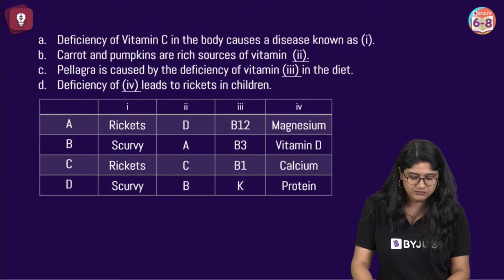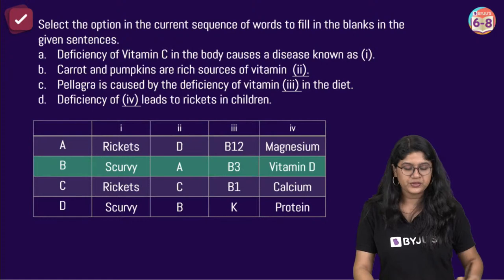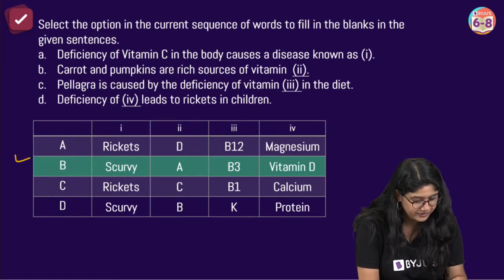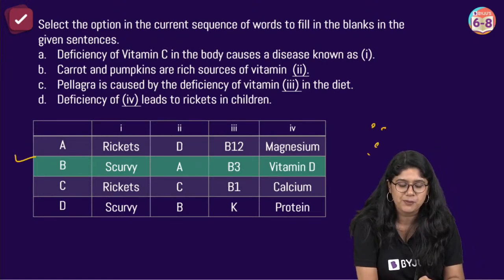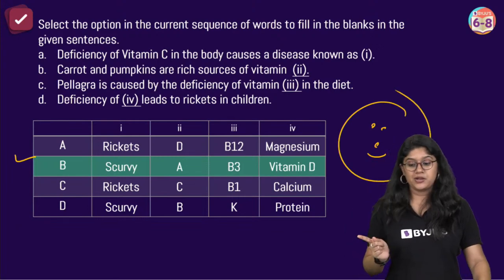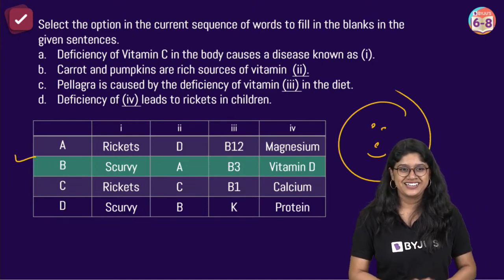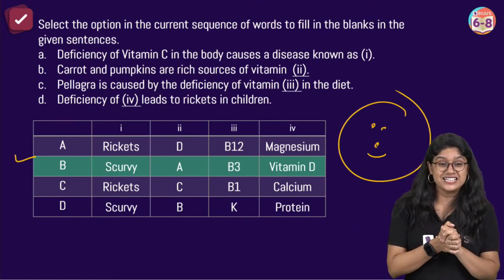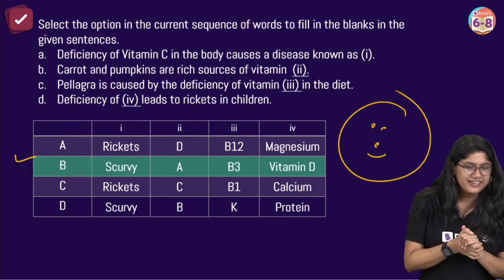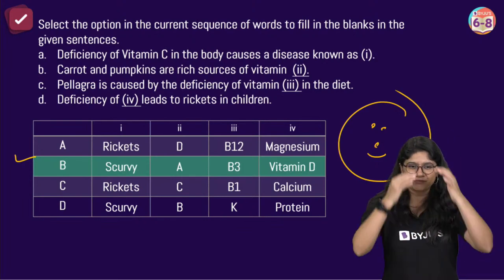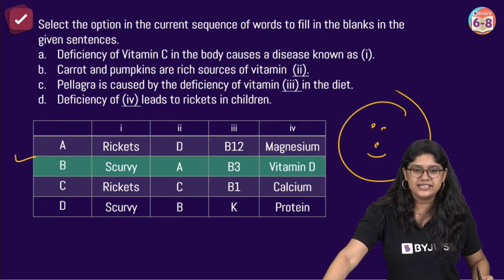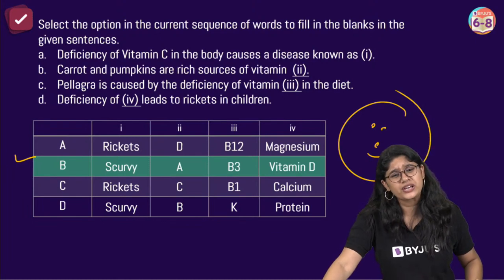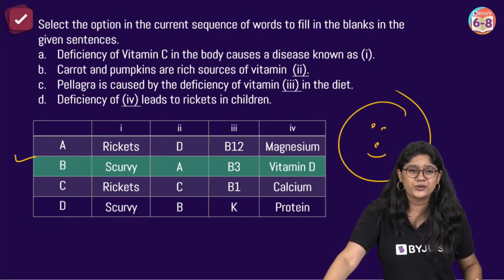So option B is the correct answer. Very easy, right? Option number B. Was it an easy question or a tough question? Come on, everyone, what do you think? Yeah, B is correct. Very easy. Nice. Easy peasy. It's okay, Aisha, but now you know the correct answer.